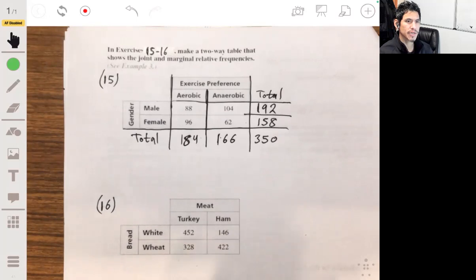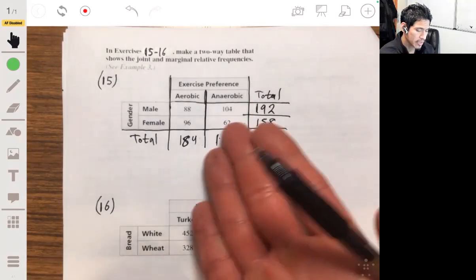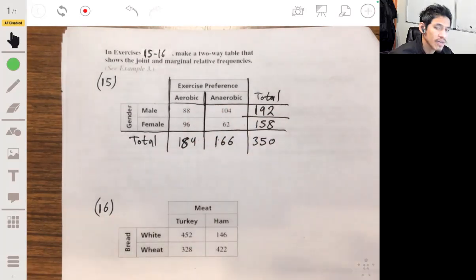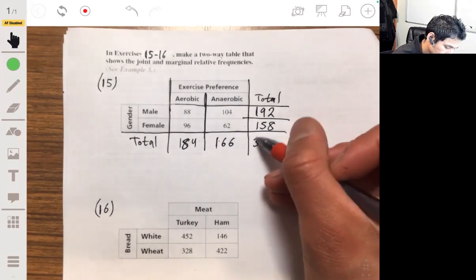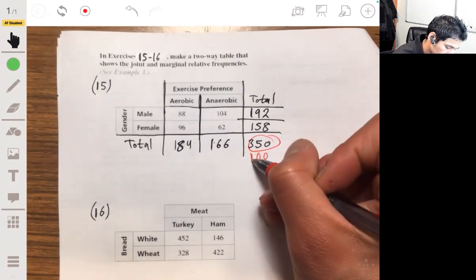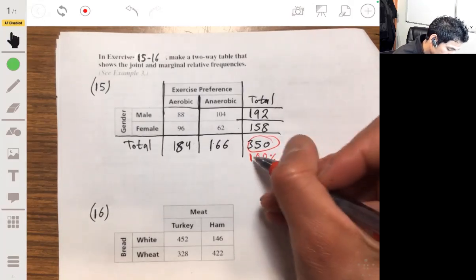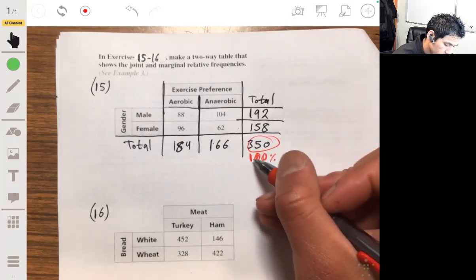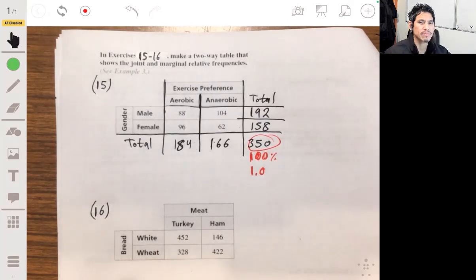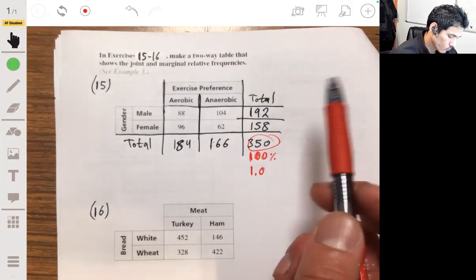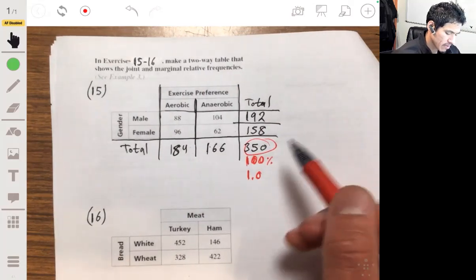Okay, so now when we were talking about marginal relative frequencies, look at these values in terms of what percent of the total they represent. So like this guy, the 350, that's everybody. That's 100% of the total. 100%. Now, sometimes they may be looking at 1.0 as a proportion, but I'm going to write them in percents. Or should I? Yeah, let me go with percents, because it's really not that big of a difference.